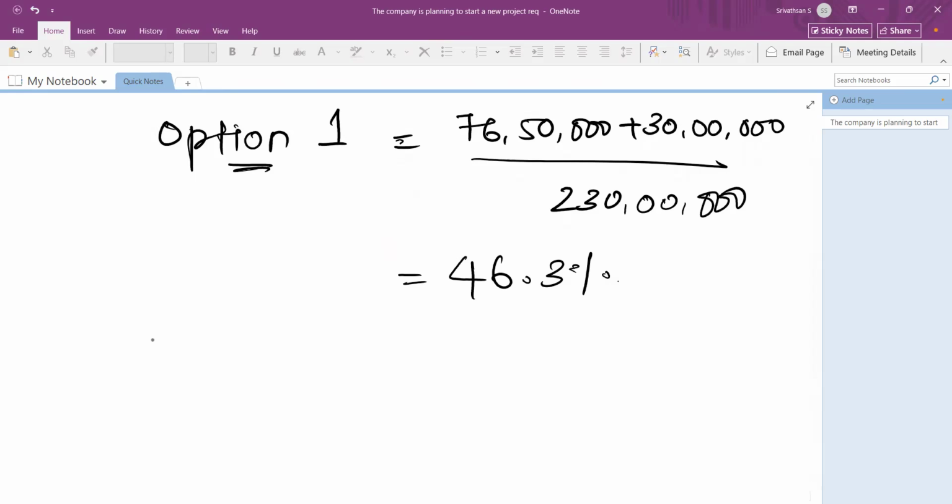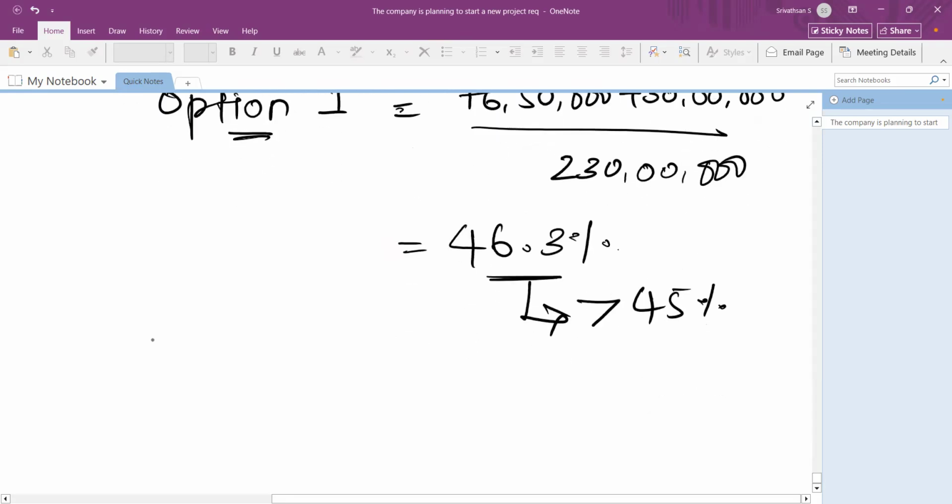Out of this 2 crore 30 lakhs, 1 crore 6.5 lakh is coming in the form of debt, which is nothing but 76 lakh plus 30 lakh. And the remaining amount is coming in the form of equity, right? So the proportion of debt in the total capital structure is 46.3%. Is this 46.3% greater than 45%? So under option 1, what will happen? The PE ratio will reduce by 15% from the existing PE ratio, right?